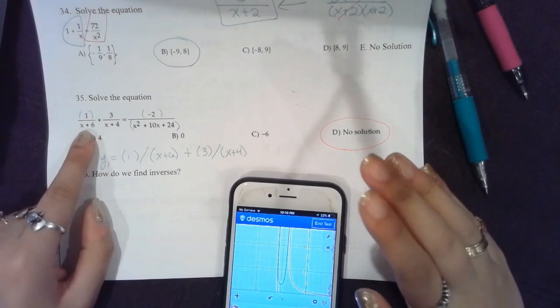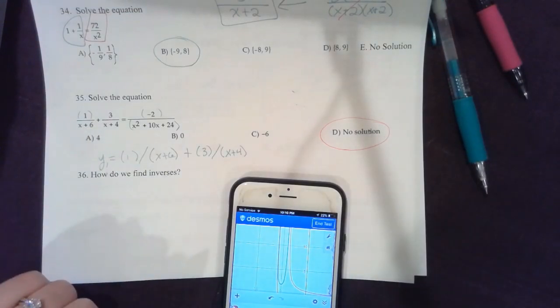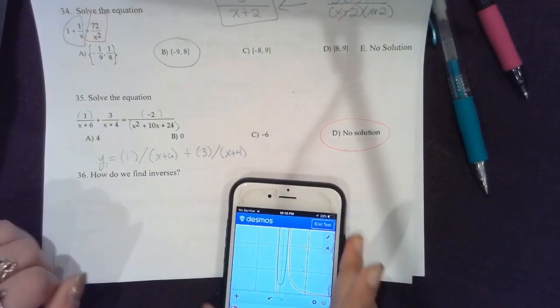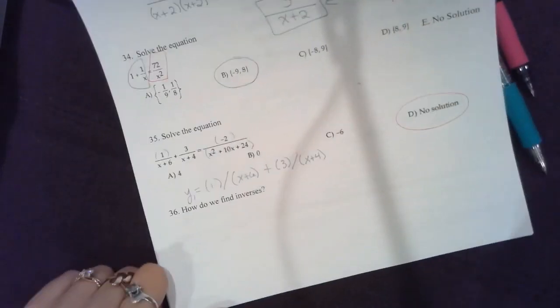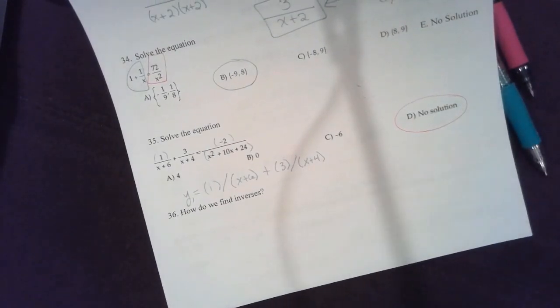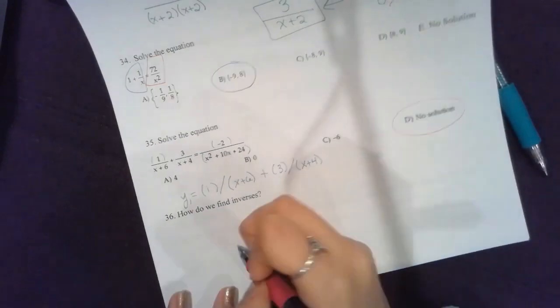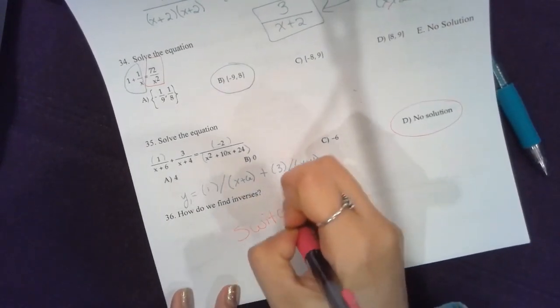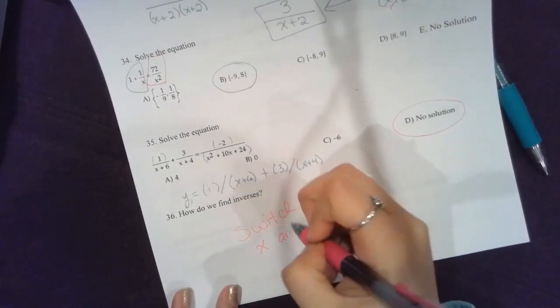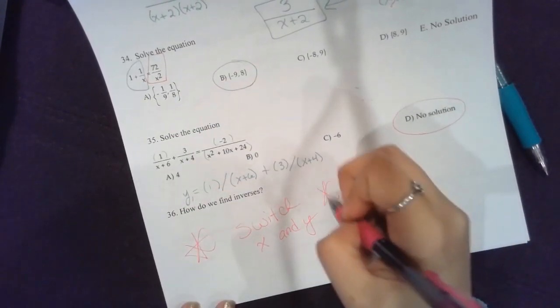Okay. Next up, it's just a simple question. How do we find inverses? And it's always you switch x and y values. I'm going to go ahead and star that because it's so simple, yet it's the first thing everyone forgets.